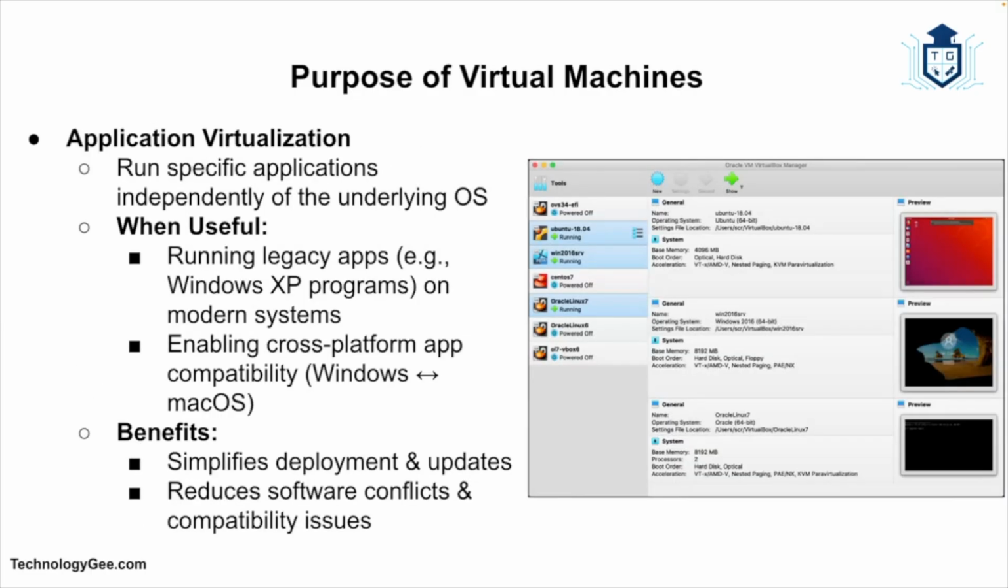And then there's application virtualization. So here's where it gets even cooler. Instead of virtualizing an entire operating system, you can virtualize just the application. And this is especially useful when you need to run legacy software that only works on an older operating system like Windows XP, or you want cross-platform compatibility, such as running Mac applications on Windows or vice versa. And basically, application virtualization packages the app in a neat little box that's independent of the underlying system. That means fewer compatibility issues and easier deployment across multiple devices.